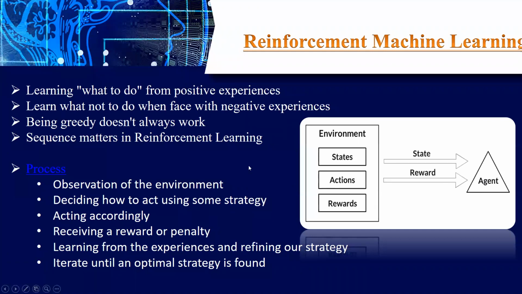So from the process side, first we have to observe the environment, deciding how to act using some strategy. After deploying the model in the environment, the model should observe this environment and try to interact with it by taking some action. Here we have different algorithms. All these algorithms try to optimize these actions, how smartly we can take action so that we get better reward in a short time period.